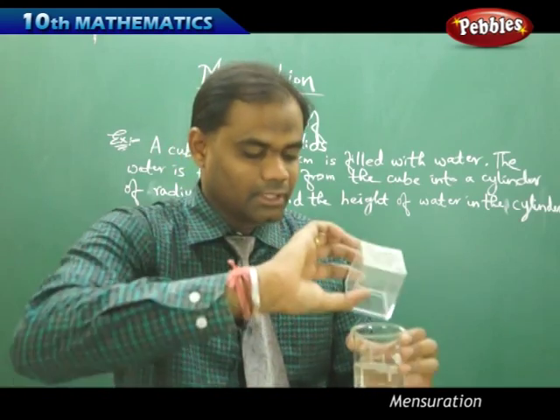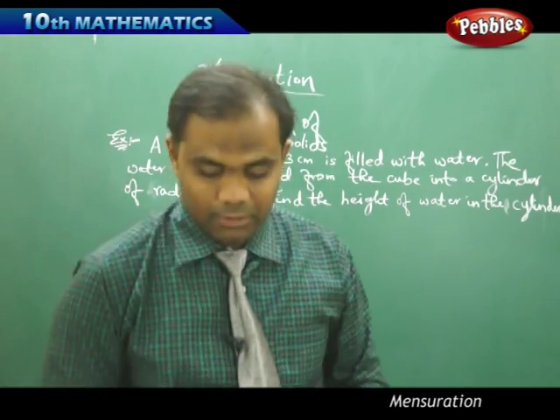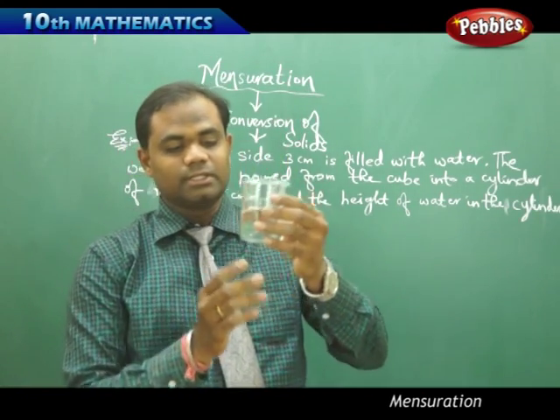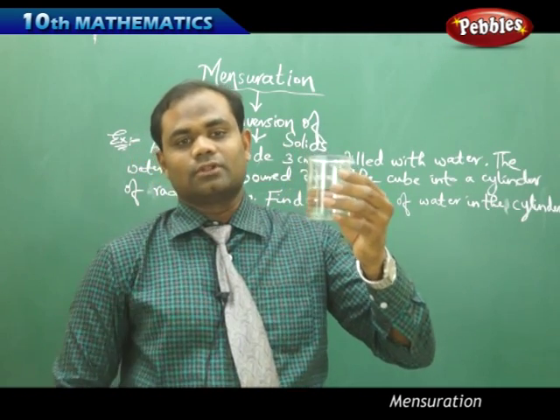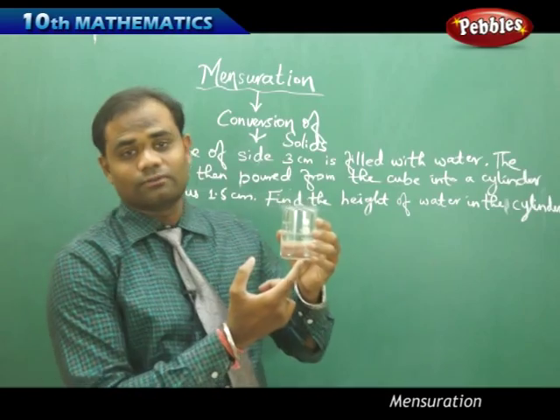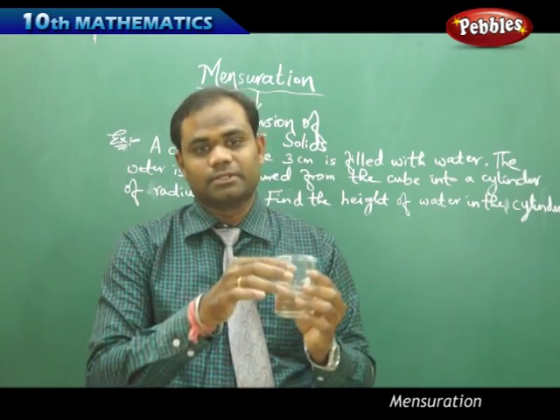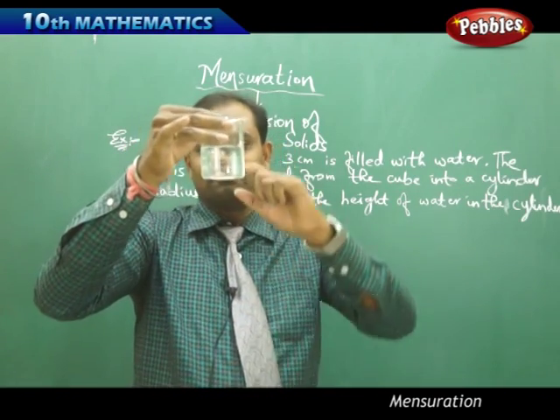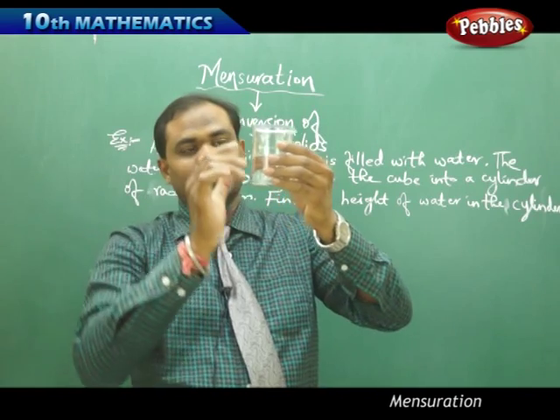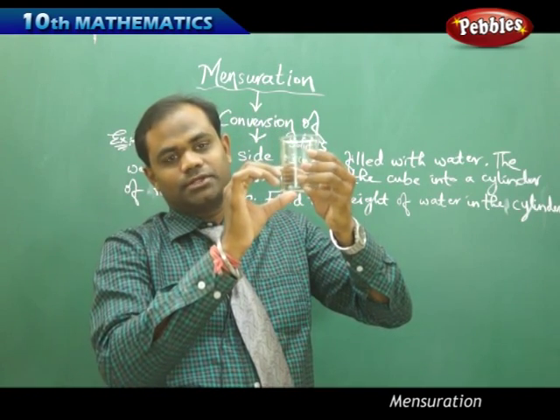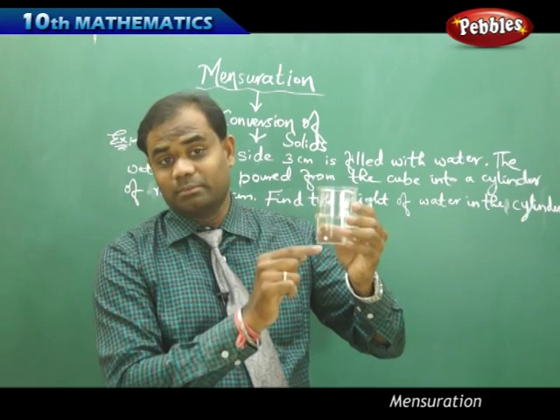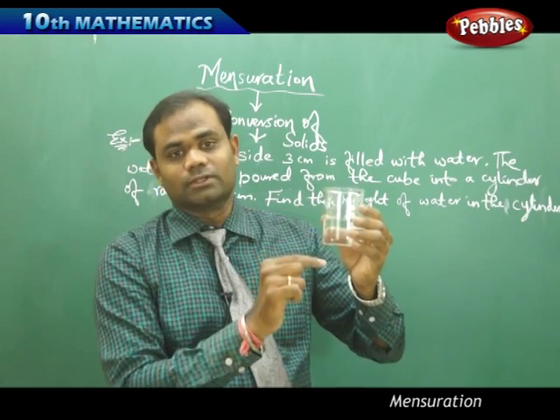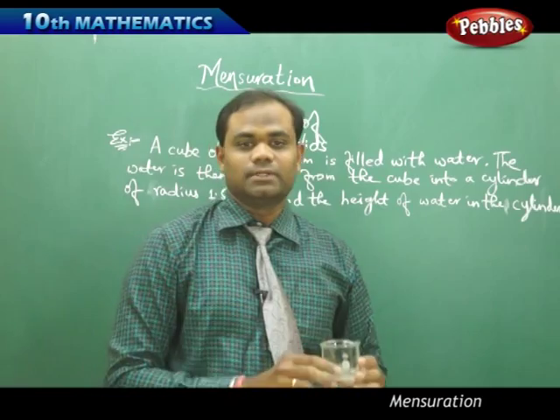Now the question here is, a cube filled with water poured into a cylinder reaches some height. The question says, if the radius of the cylinder is 1.5 centimeters, then after pouring the water, the water reaches some height. The question is about finding the height of water, not the height of the beaker, but the height of water when it is poured into the cylinder.